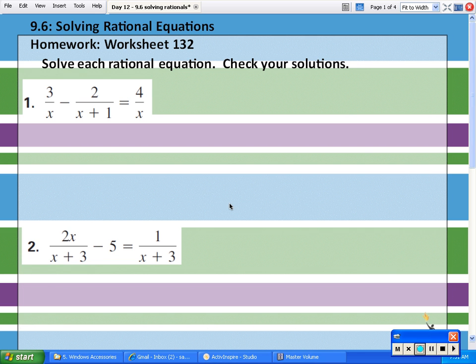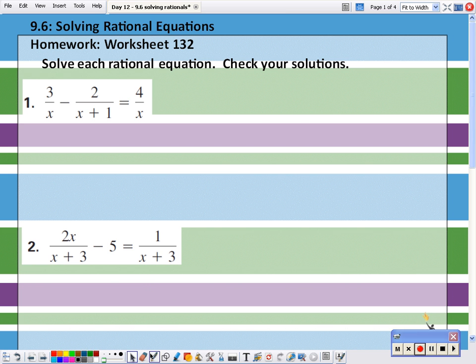Okay, this is a lesson on solving rational equations. Our first rational equation is 3 over x minus 2 over x plus 1 equals 4 over x. The first thing we're going to do to solve this equation is subtract the left side by creating common denominators.